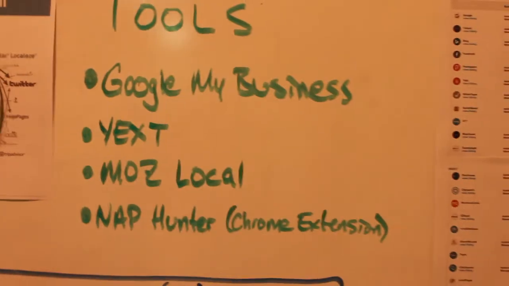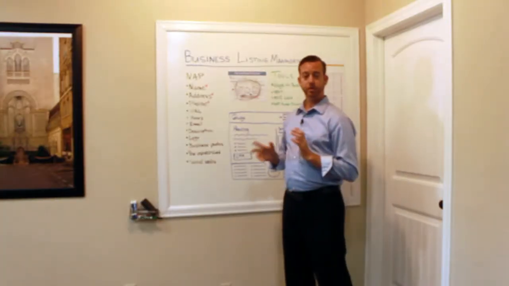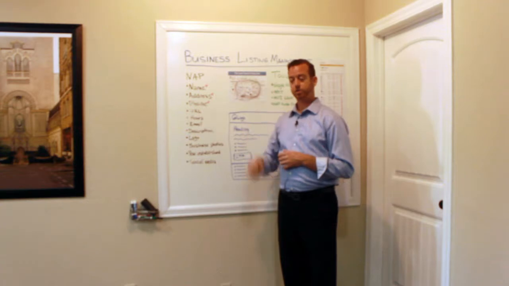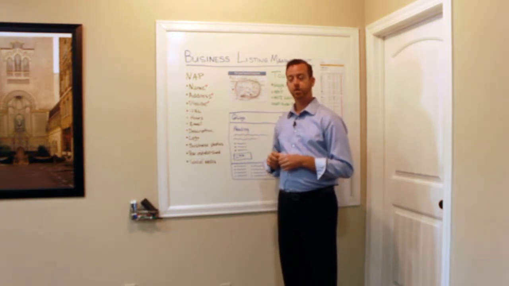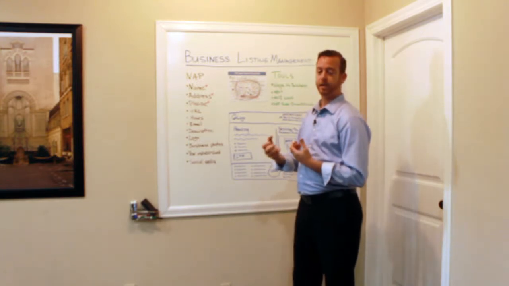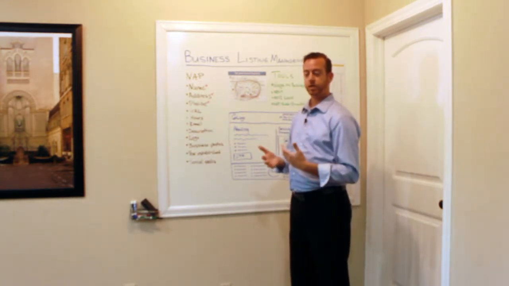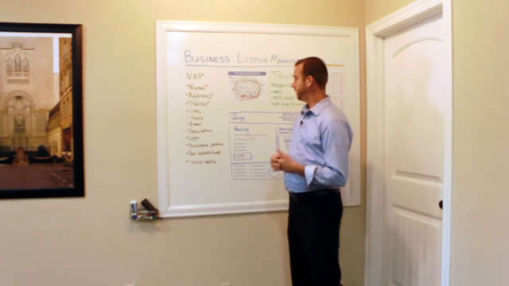You can use the NAP Hunter Chrome extension, and it's really cool. You put in your name, address, phone number, and it'll just go search the Google index for all websites out there who have your business information listed on their site. You download that Excel spreadsheet, and then you can go work those listings and go clean them up.